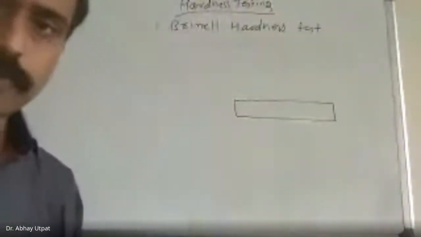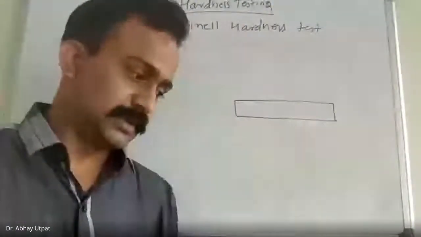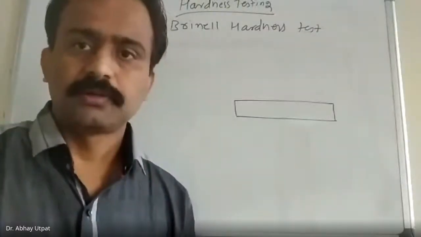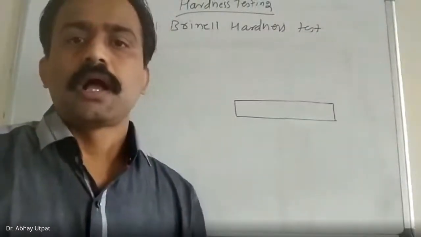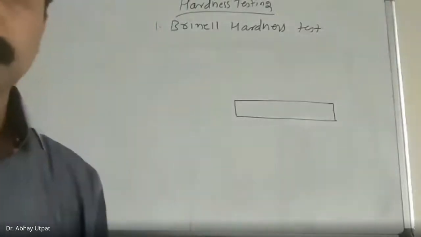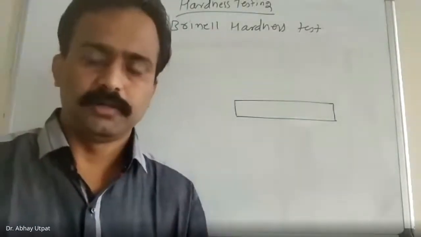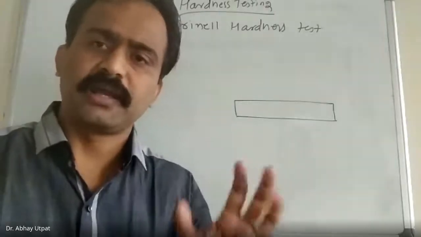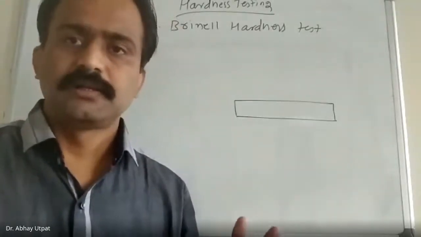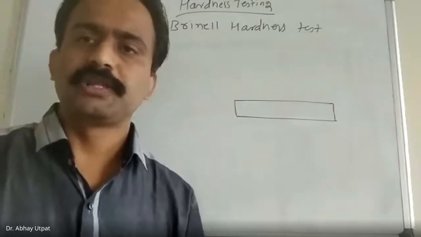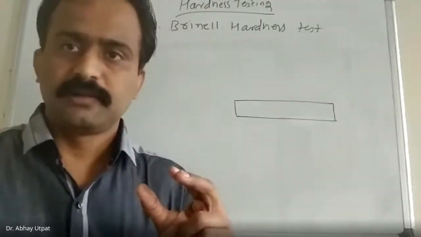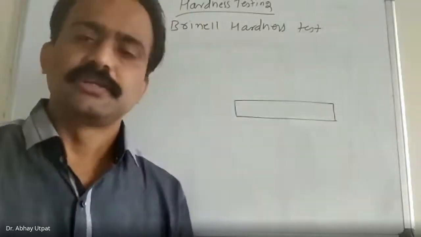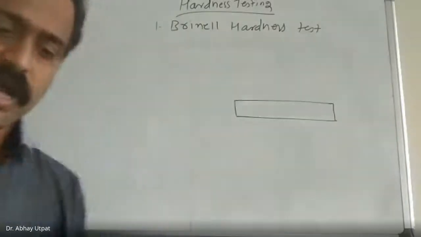It consists of the use of a hard ball. Generally the ball is made up of white cast iron or high carbon steel. The material I'm telling, the ball is usually a hard material. You have seen the balls of bearings. Similarly, such balls are there. During the hardness test, it uses a hard ball.